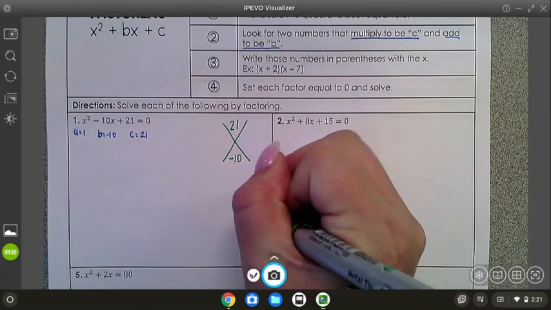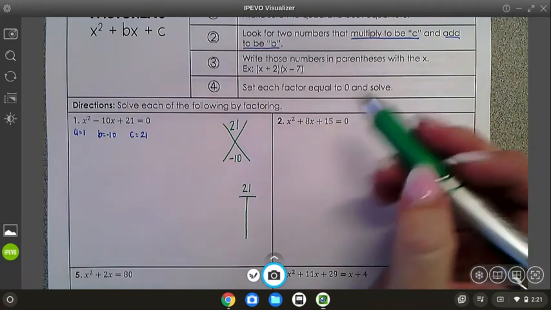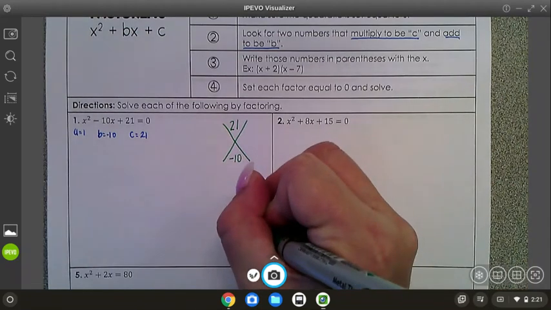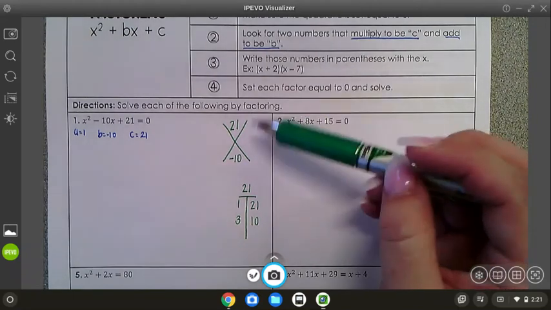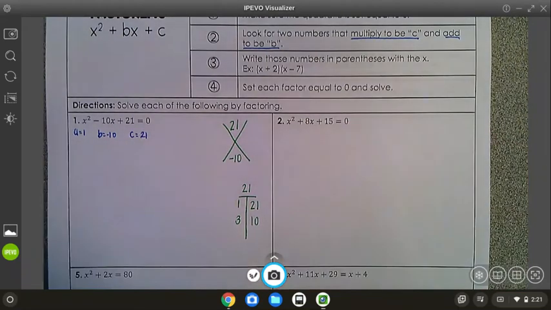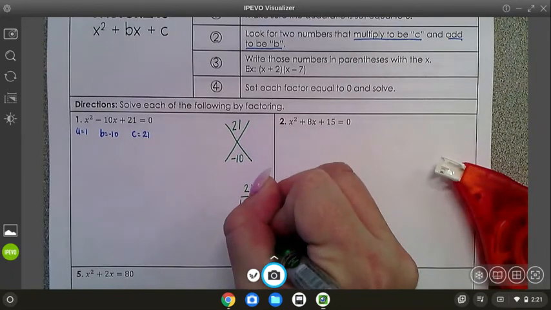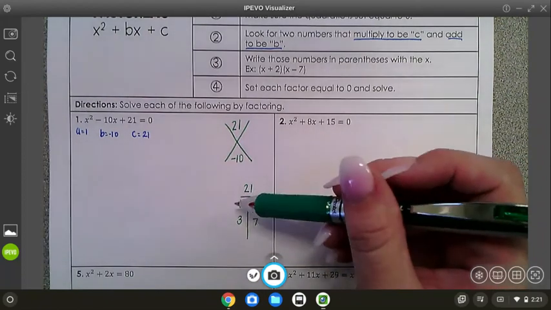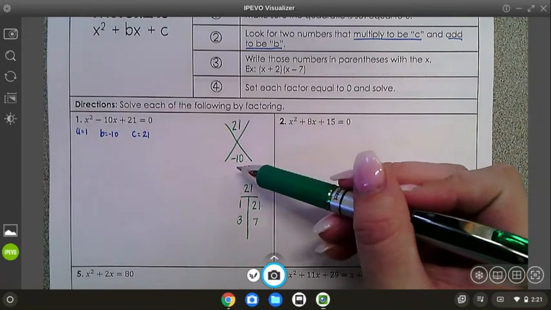So if you're having trouble, let's just write down all of the ways that we can get 21. 1 and 21, 3 and 7. And that's it. Okay. So of these, if I add all of these, I'm going to get a positive 22 or a positive 10. My goal is to get a negative 10.